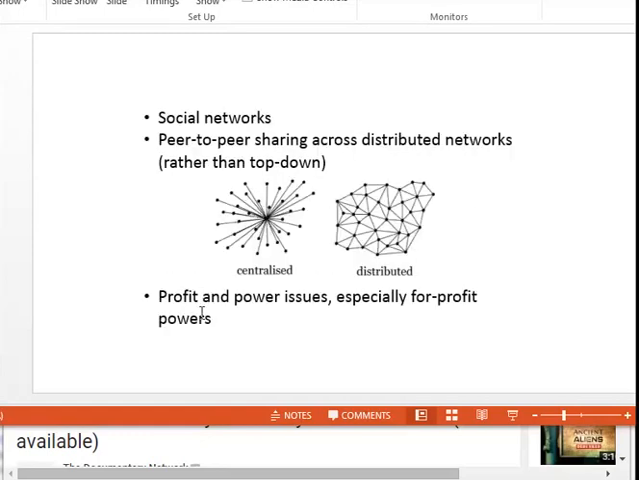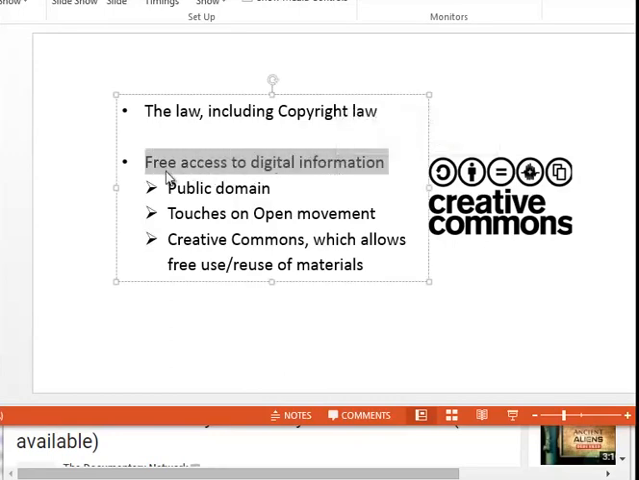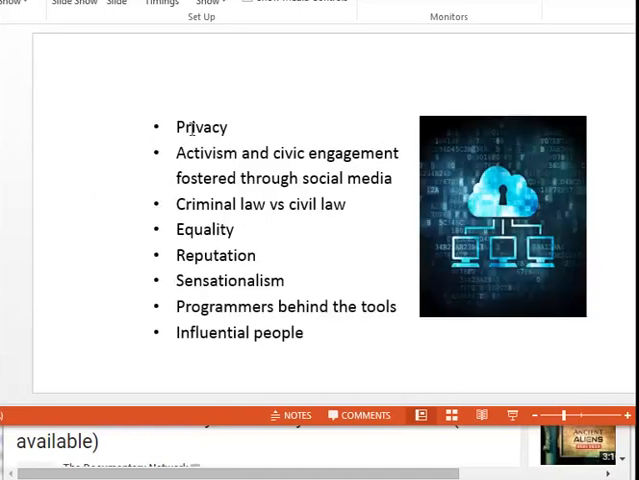Another thing that comes up in the movie is this notion of profit and power issues, especially for profit versus not for profit. There's quite a bit about the law in the movie, including copyright law, and central to the whole story is this idea of free access to digital information. That includes public domain, the open movement, and Creative Commons. We'll be talking about all this in next week's module in more detail. Then there's privacy, activism, civic engagement, criminal law versus civil law, equality, reputation, sensationalism, the programmers behind the tools.